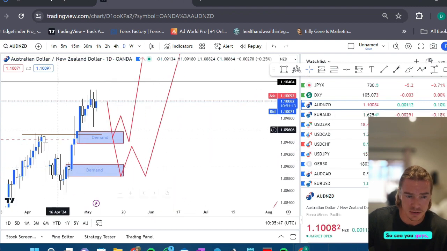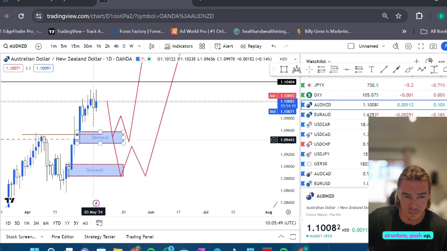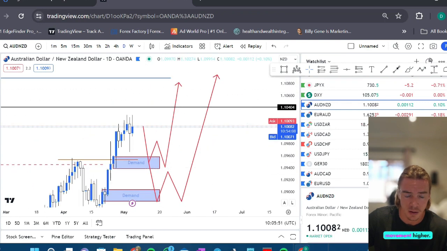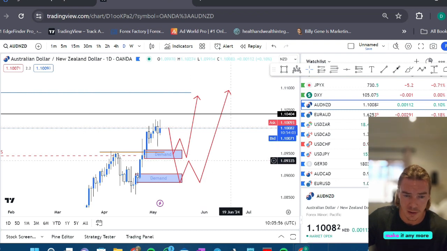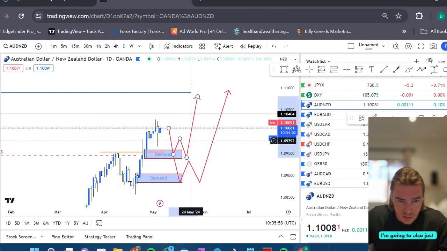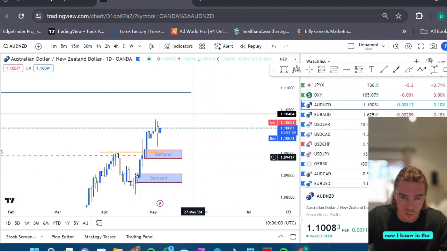So you see, guys, structure, push up, pull back, possible movement higher. That's going to be my trade here. Okay, that's what I'm looking for. I'm not going to make it any more complicated. I'm going to also just take one of these away, because now I know in the back of my head what I'm looking for.